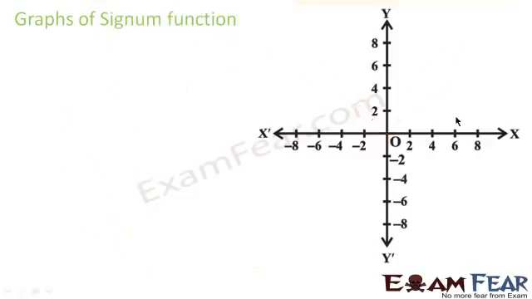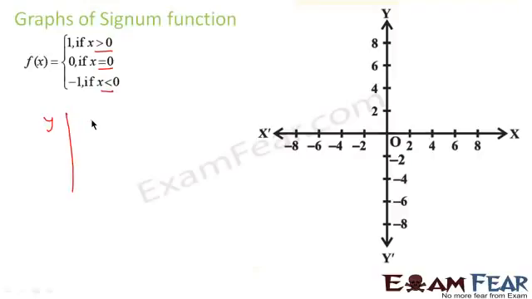Now we'll take the graph of the signum function. So what is the signum function? The signum function f(x) is equal to 1 if x is greater than 0, f(x) is equal to 0 if x is exactly 0, and f(x) is equal to -1 if x is less than 0. Now let's create y and x. y is equal to f(x) here.